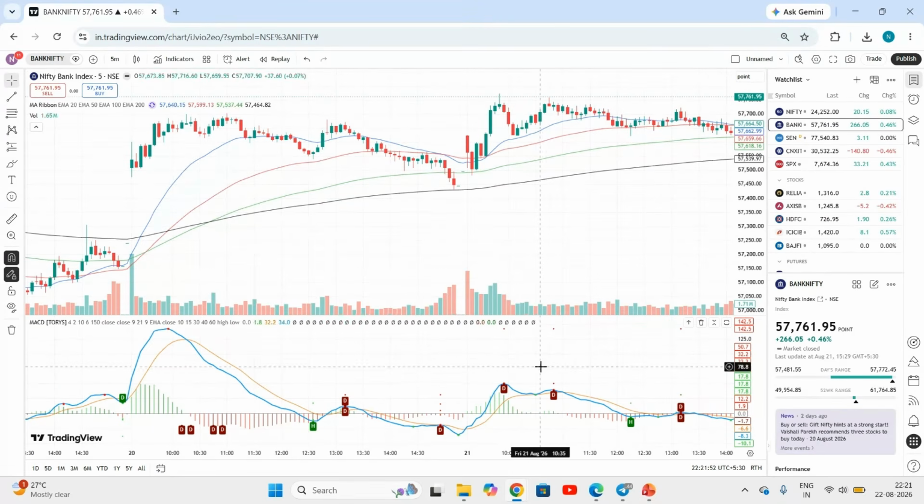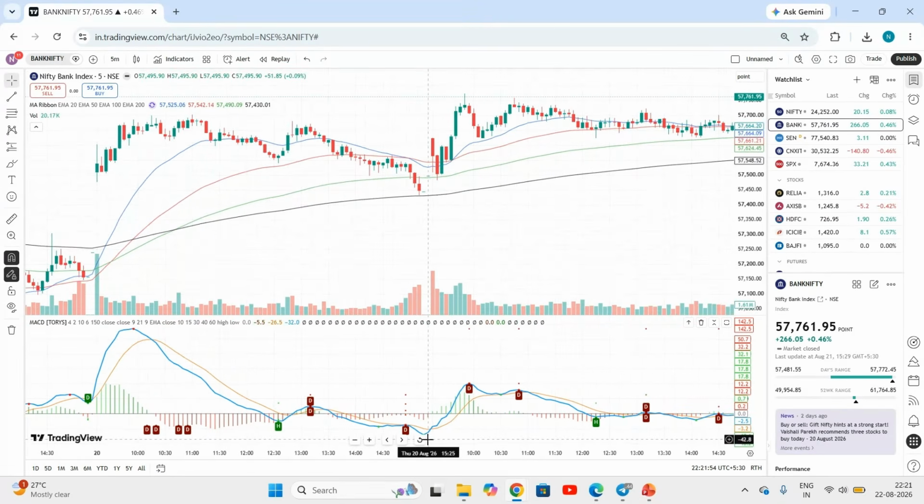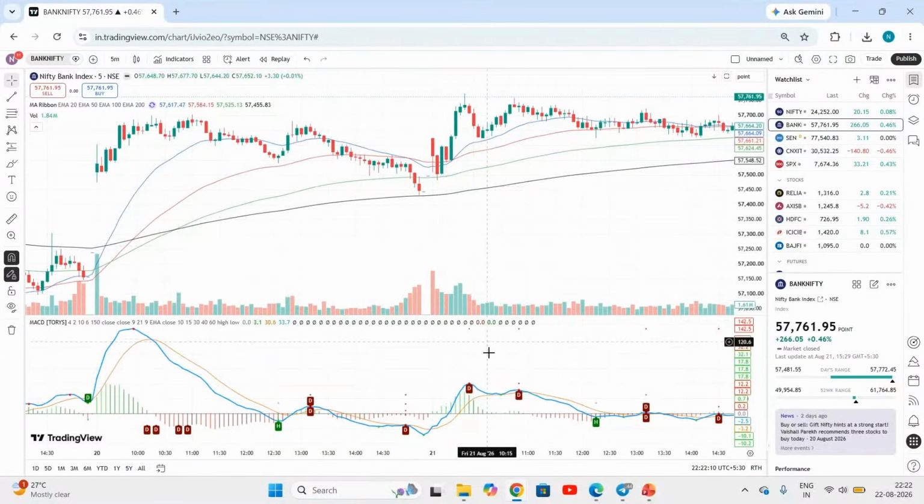And similarly, whenever the histogram is on a bearish trend, after that there is a crossover. See, this is a bullish crossover. The blue line is crossing the red line, and the market started moving up. Look at this trend. And there is one more, again it is showing a D. That means there is one more possible divergence. That is the time we have to book our profit.